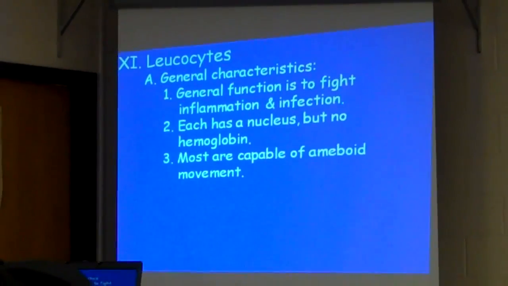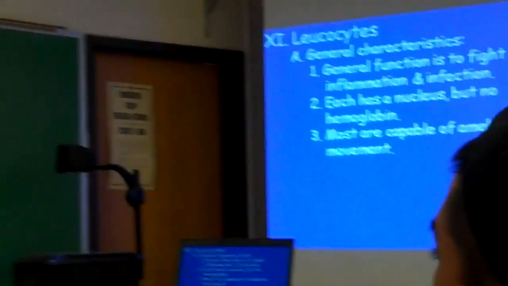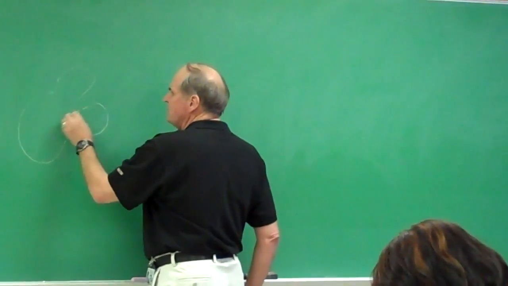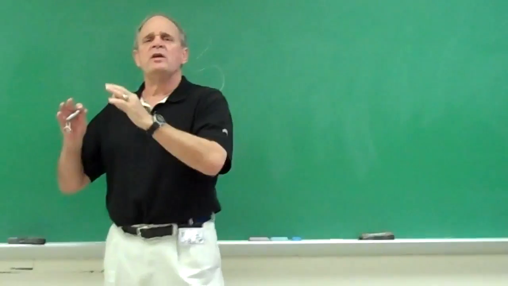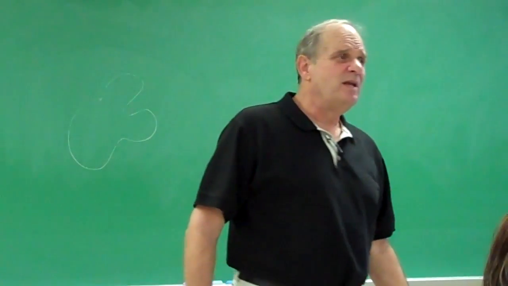An amoeba is an odd-shaped thing. They don't have any particular symmetry to them. Amoeboid means these cells can form pseudopodia. They extend the pseudopodia and just kind of slide along. That's amoeboid movement.